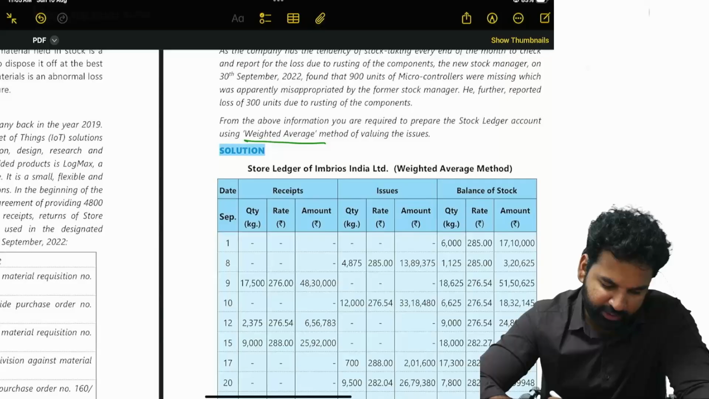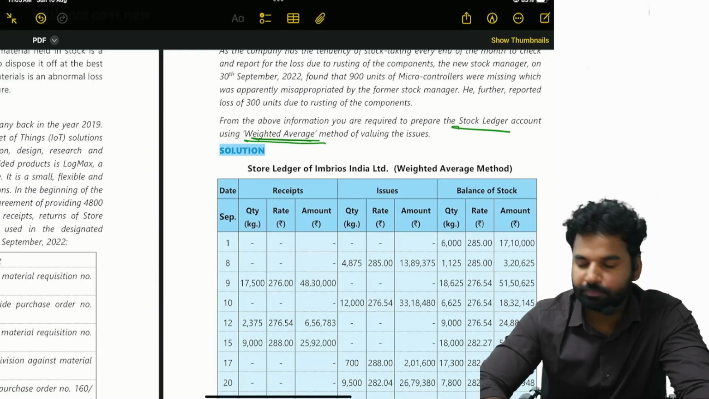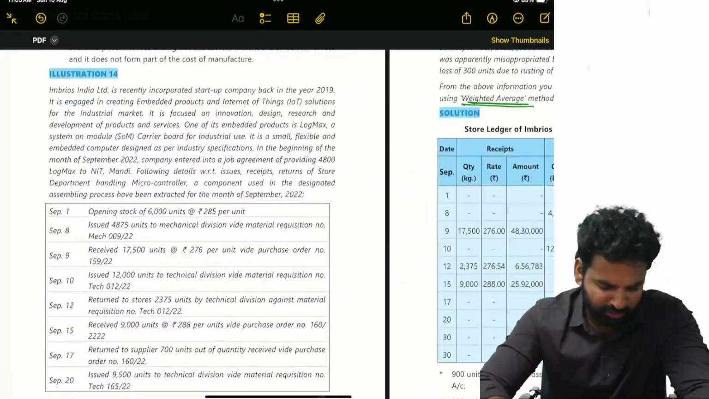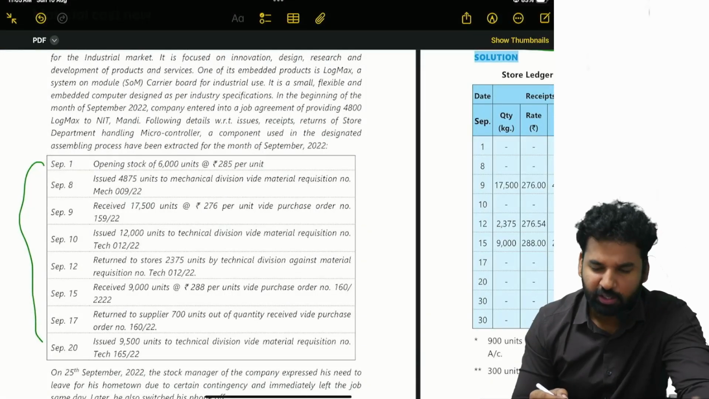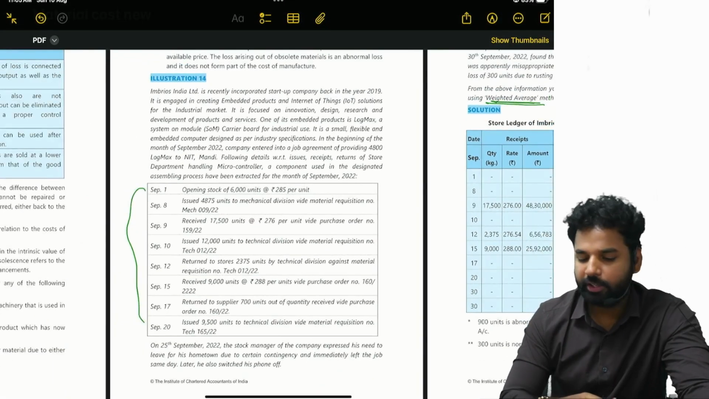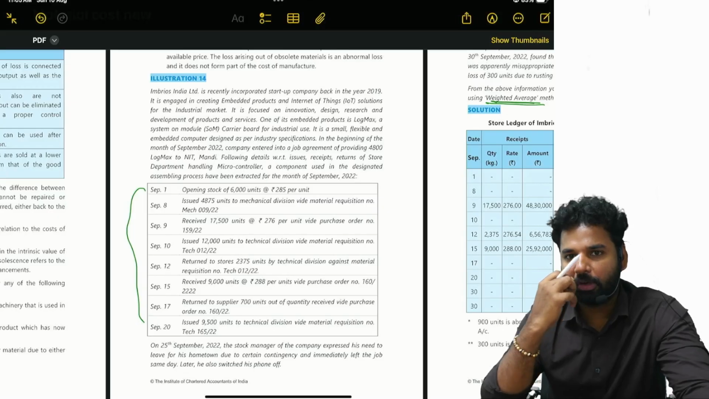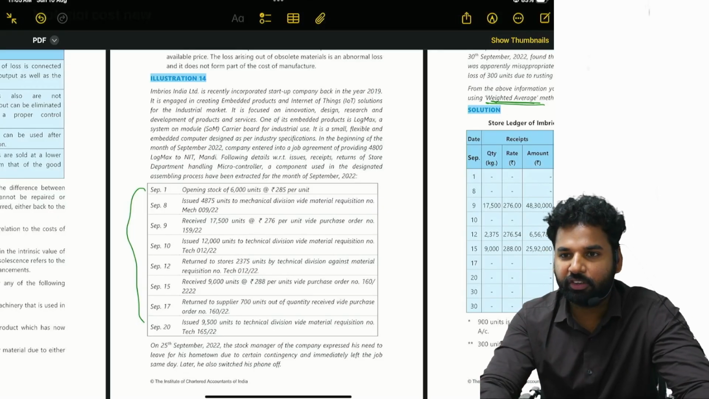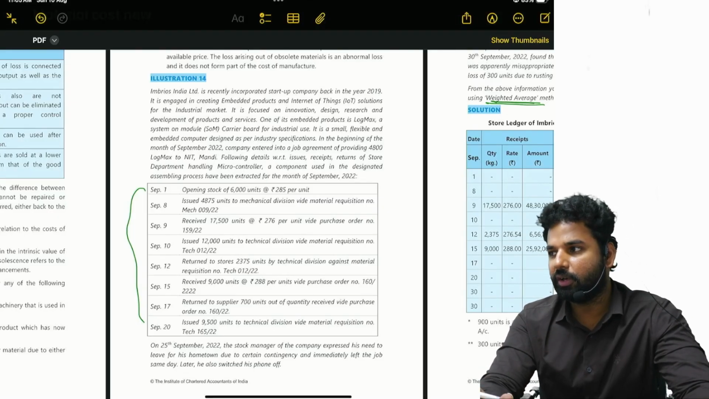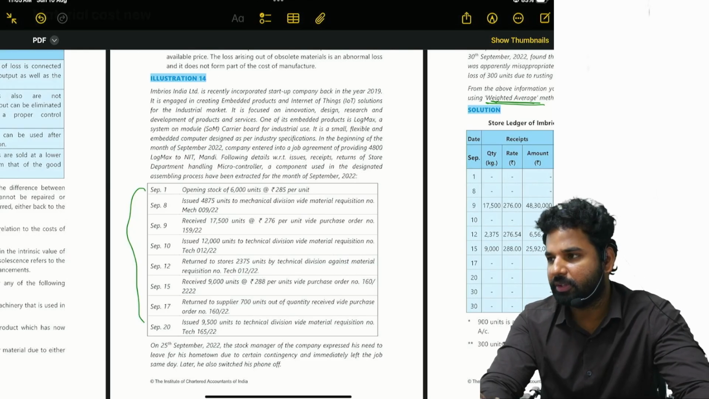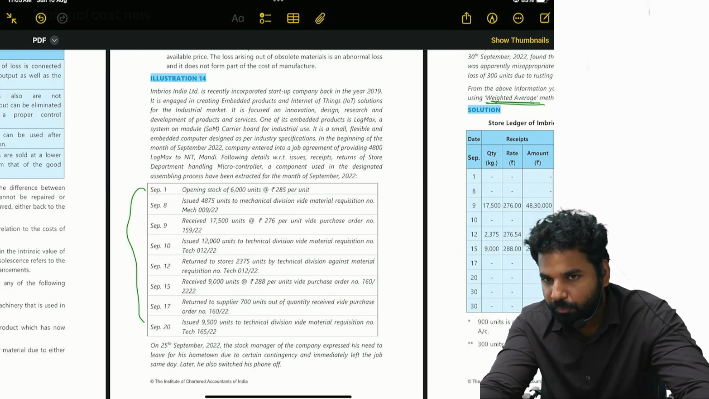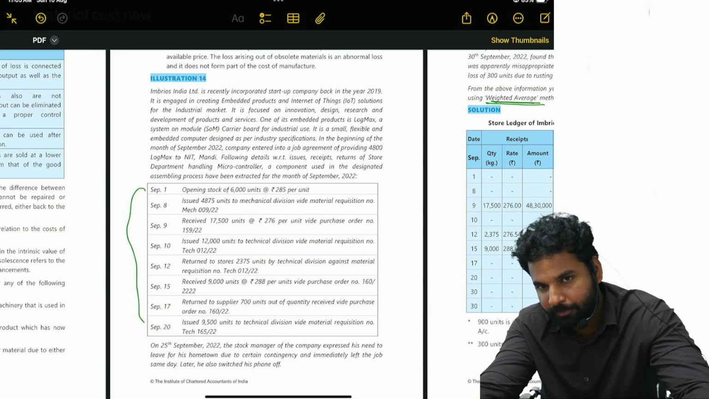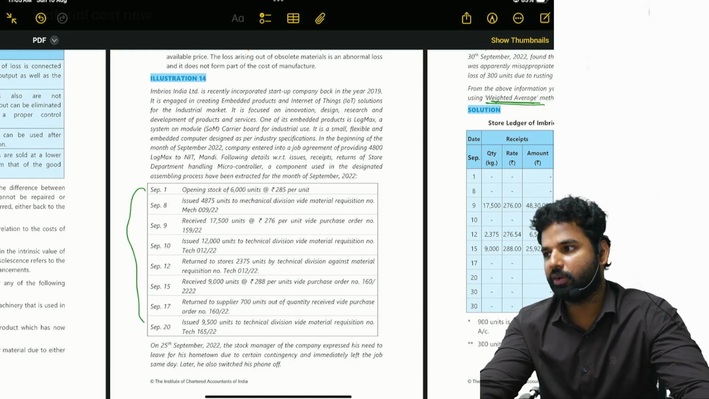Okay, so under the weighted average method, stock taking has to be done. Simple. They have given transactions that have to be calculated in the same format, but based on the weighted average method. How to take out the price under the weighted average method, you know that: number of units into price per unit plus number of units into price per unit, divided by total quantity, the total number of units.